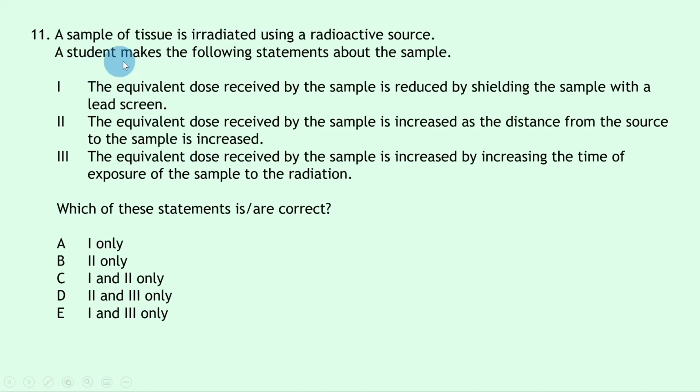Question 11 says a sample of tissue is irradiated using a radioactive source. A student makes the following statements about the sample. Statement 1 says the equivalent dose received by the sample is reduced by shielding the sample with a lead screen.